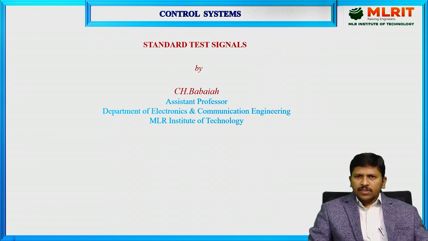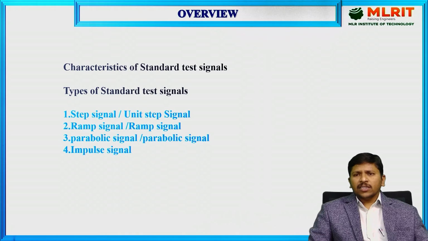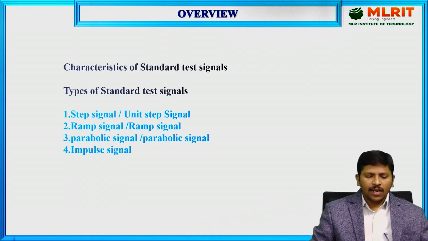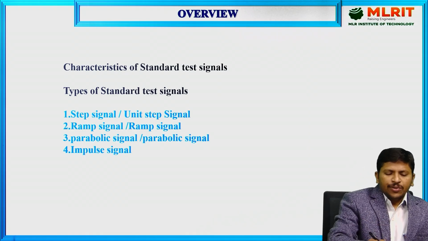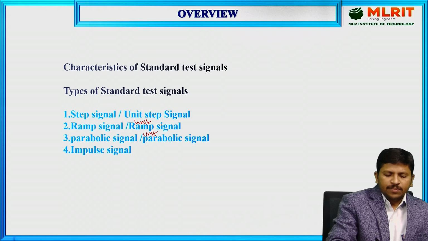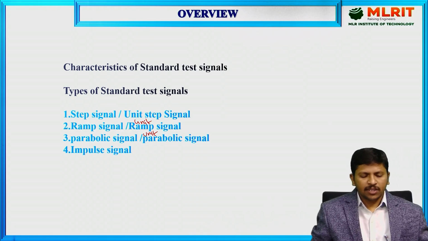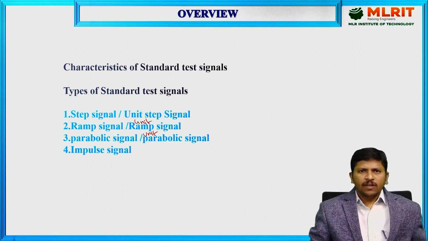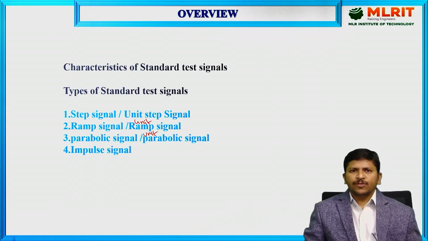Here, just to move on to the characteristics of standard test signals. This is today's overview, as well as some types of standard test signals: we have the step signal, unit step signal, ramp signal or unit ramp signal, parabolic signal, unit parabolic signal, and impulse signal. All these we are going to learn in today's session.